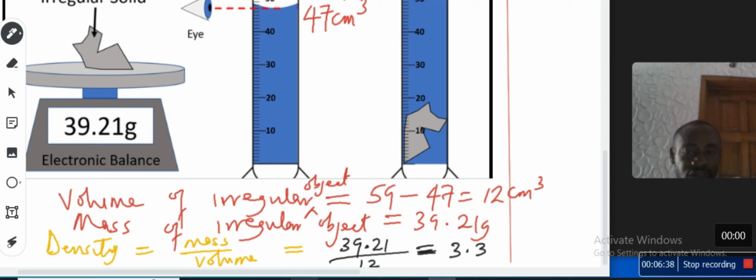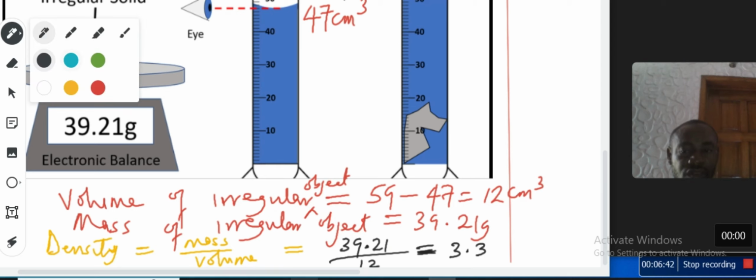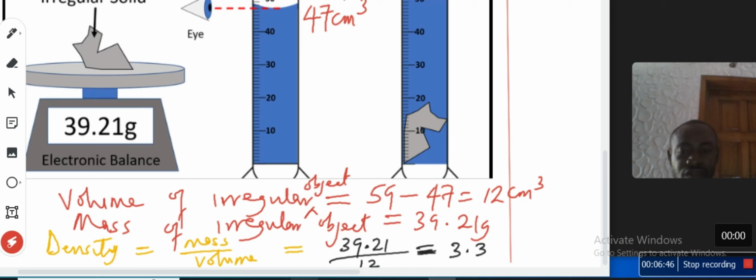3.3. What should be the unit of what we just got now? G cm cube. Do you mean g slash cm cube? Yeah. Because it is division. The unit of the one up is over the unit of the one down. So that should be gram per cm cube.